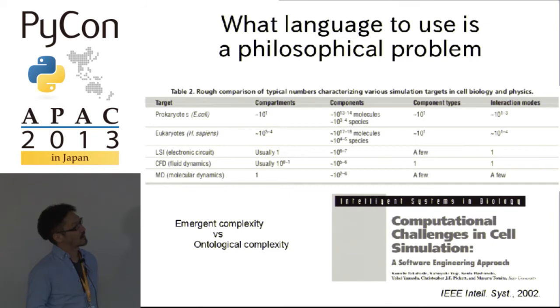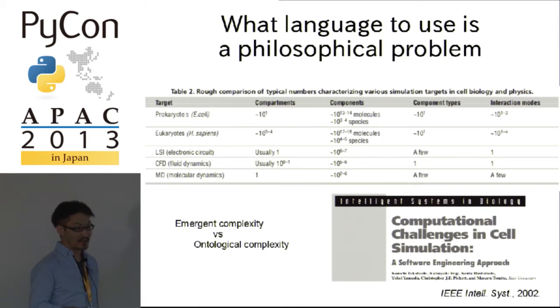And what's striking here is the number of component types. The types of proteins in the cell are as many as the number of genes. We have about 20,000 genes in our body. That means there are 20,000 different types of proteins. And you have to define interactions between the combinations of those many different types of proteins. So this gives rise to what we call ontological complexity.